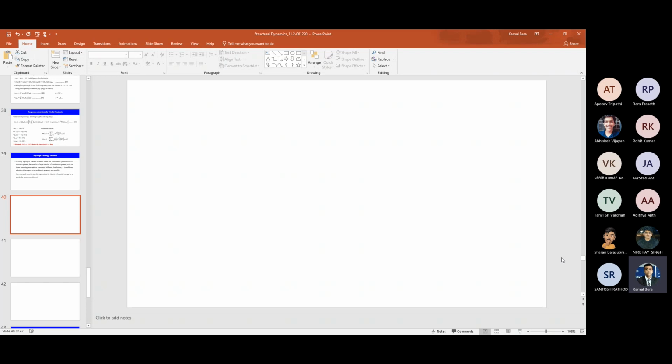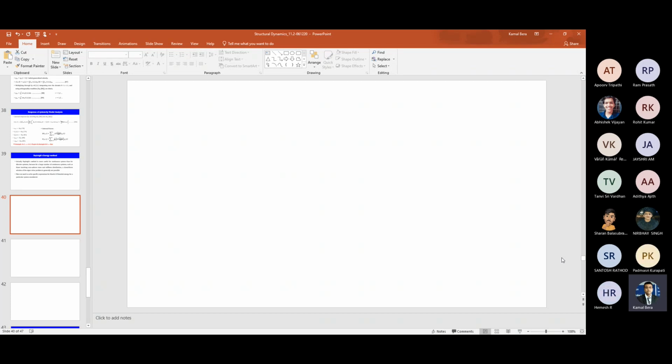And I have taken one example, a simply supported beam subjected to a step load at the middle of the beam. Similar examples you can take, or you can see from different books, and try to solve it by yourself. I'll give one problem like that in the end semester exam.